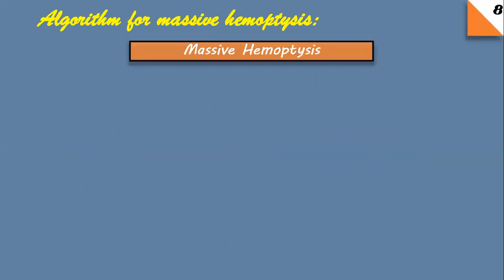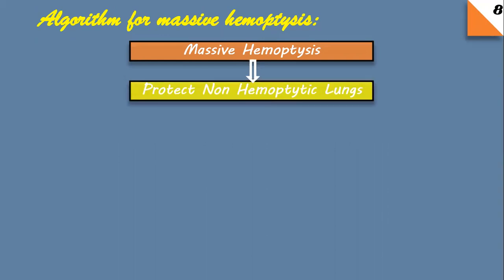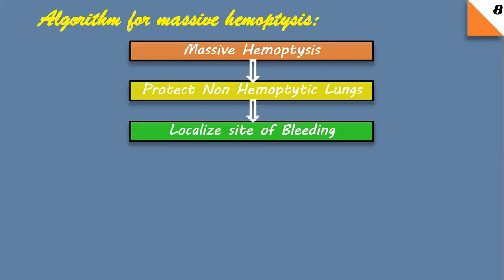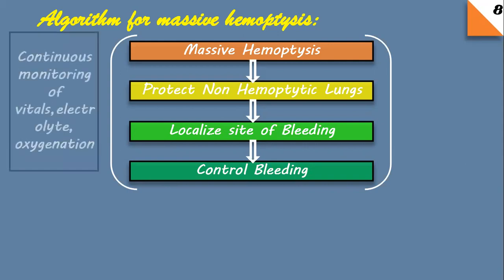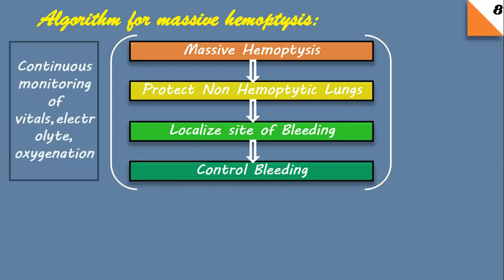So now talking about the algorithm for management of massive hemoptysis. Once we have a patient with massive hemoptysis, we protect the non-hemoptytic lung, and after protecting the non-hemoptytic lung, we localize the site of bleeding. And once we know the site of bleeding, we control the bleeding. And when we perform all these procedures, during that time, we have to perform continuous monitoring of vitals, electrolytes, and oxygenation via the use of different methods, that is via ECG, via the use of an electrolyte panel, arterial blood gas analysis, or also via pulse oximetry. So there are many methods of doing it.